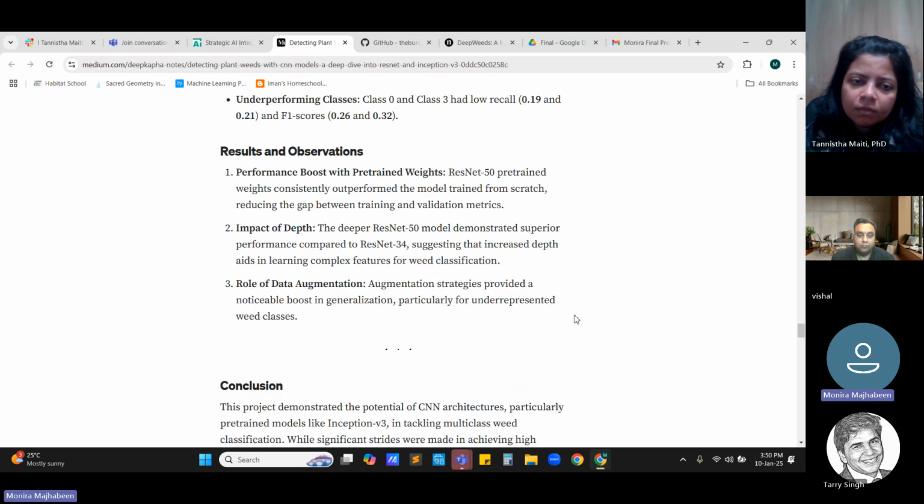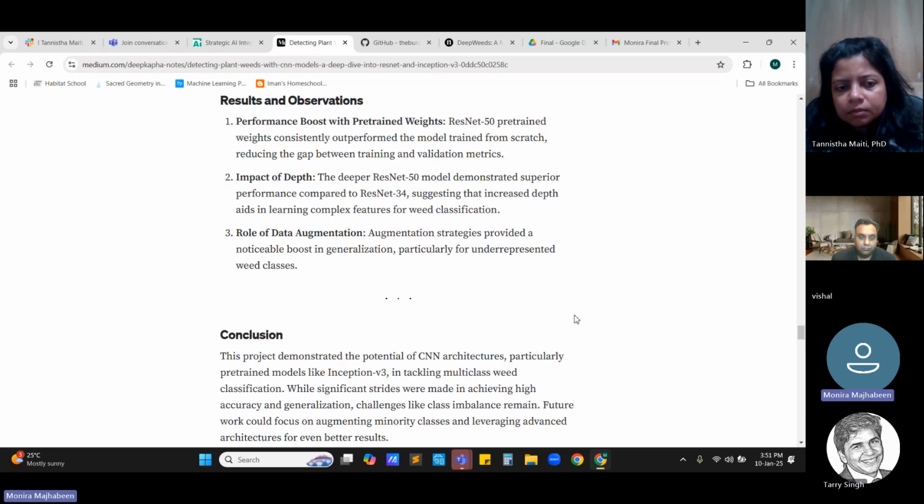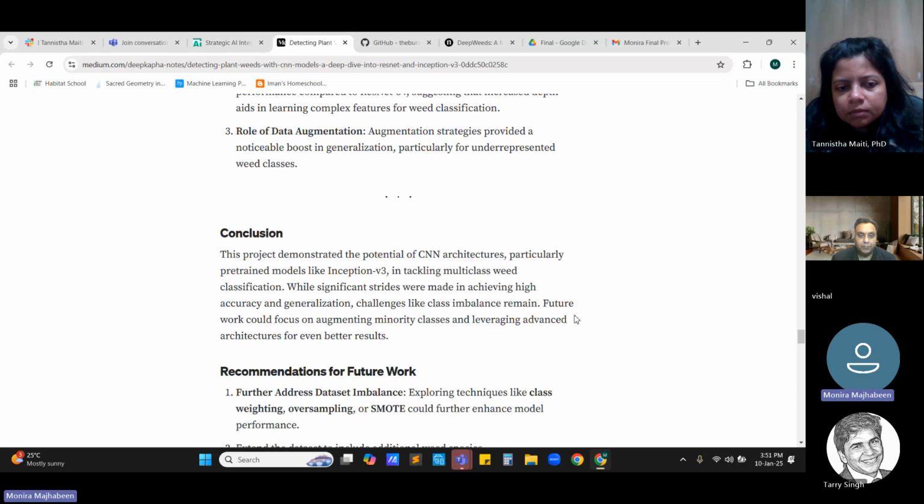So the overall observation from the whole project was that usually the pre-trained ones tend to perform better than the vanilla ones, and also as the depth increases, for example ResNet 50 tends to perform better than ResNet 34. So as the depth increases, the performance also increases when it comes to classification. Also we had seen that data augmentation did help in boosting the generalization. So that has been basically the overall observation from the whole project.